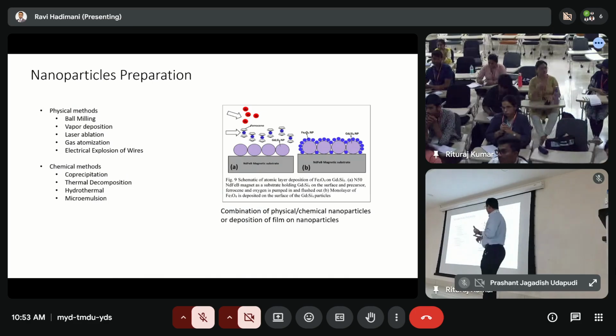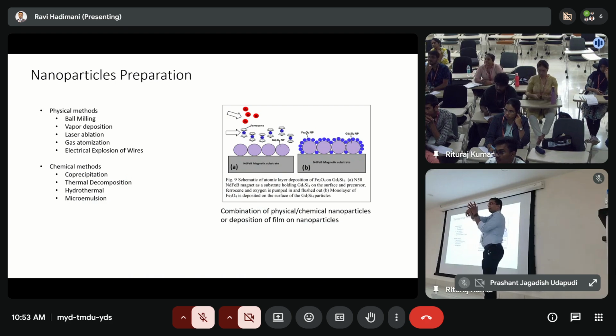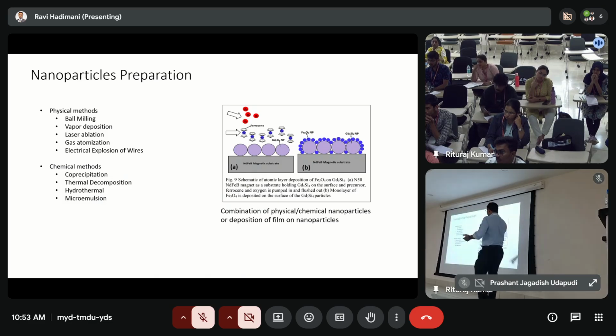So nanoparticles can be made by vapor deposition. The vapor that deposits the thin film, instead of being held on a substrate, if you put a liquid, so when the vapors come and dissolve in the liquid, what happens? The particles form, right? They don't make a film. They become particles. So you can do the same vapor deposition, but instead of a substrate, you hold a liquid bath, which is difficult to do, but we'll see. Or you can do laser ablation, or gas atomization, electrical explosion of wires.